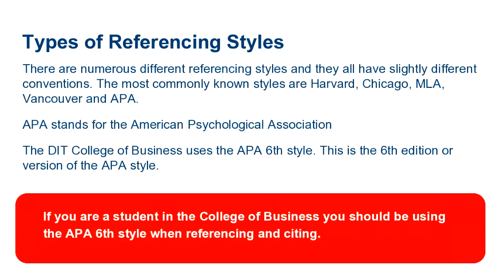APA stands for the American Psychological Association, and the DIT College of Business uses the APA 6 style, which is the 6th edition or 6th version of the APA style. Now, in case you didn't catch that, this is really important. If you are in the College of Business, you should be using the APA 6 style when referencing.